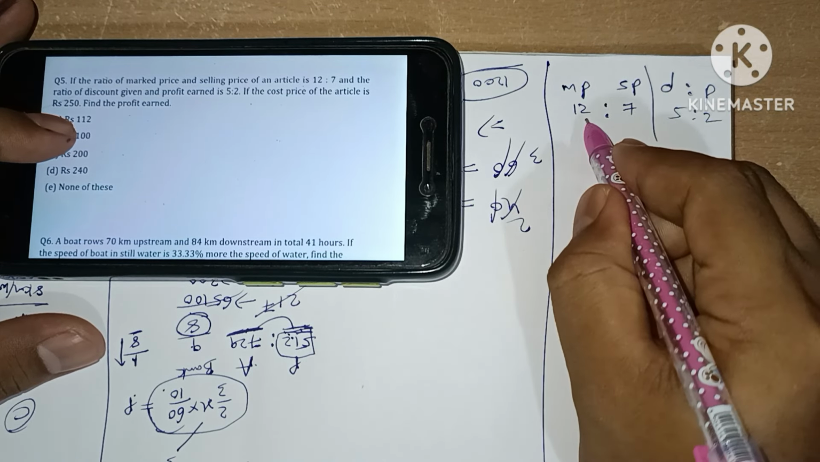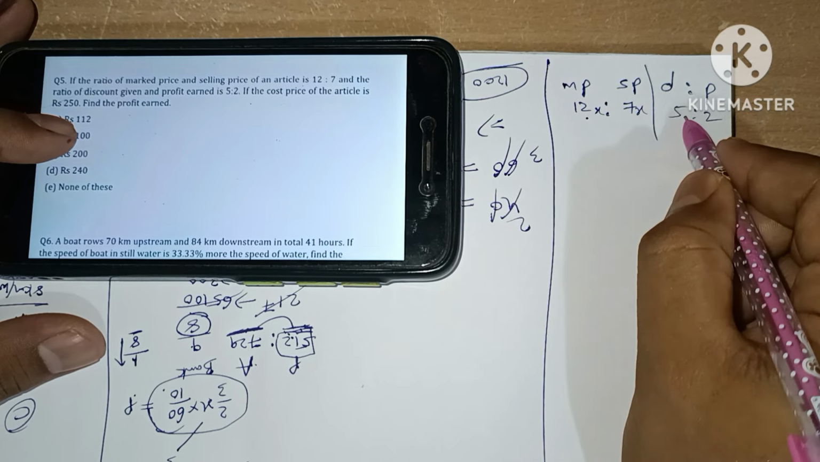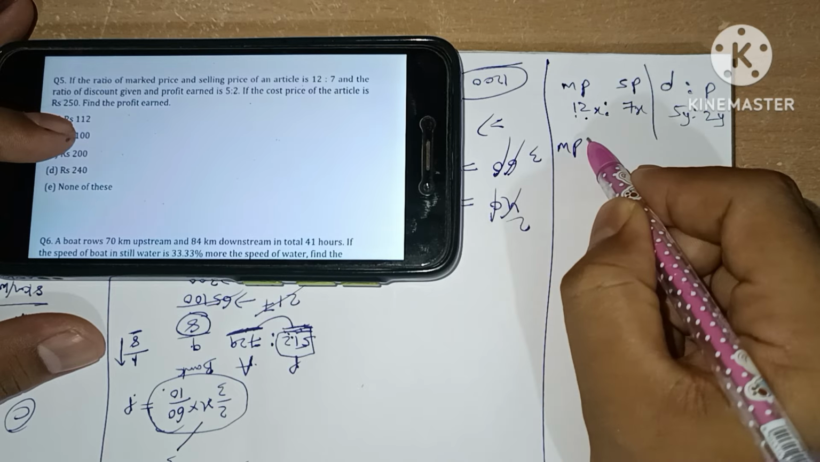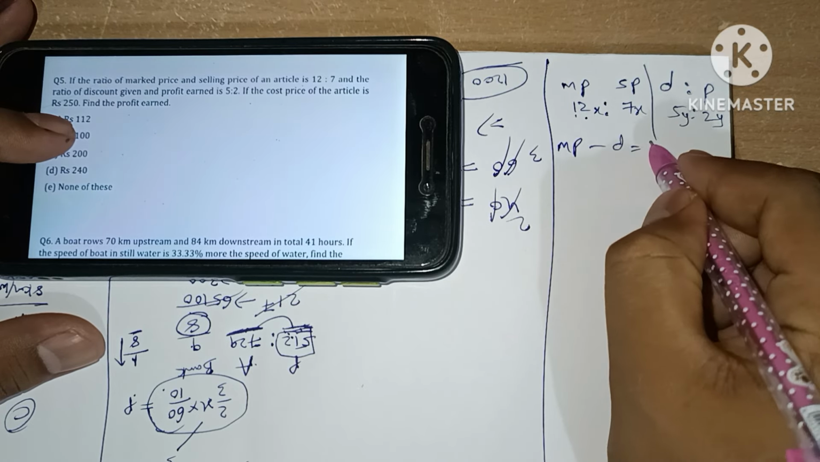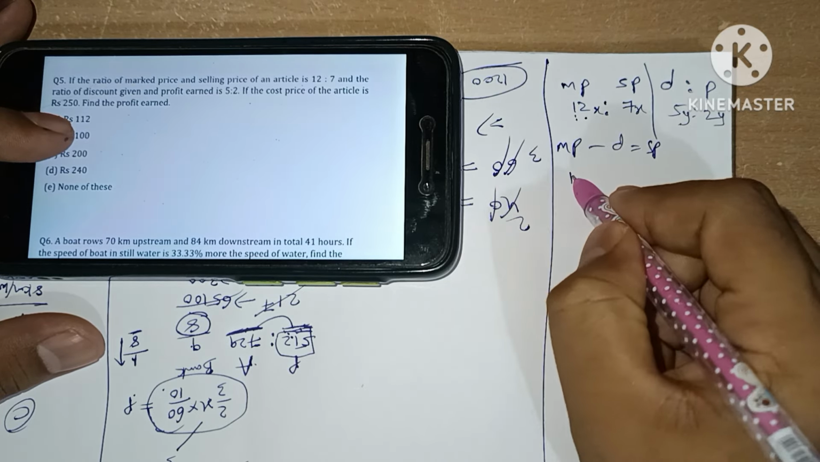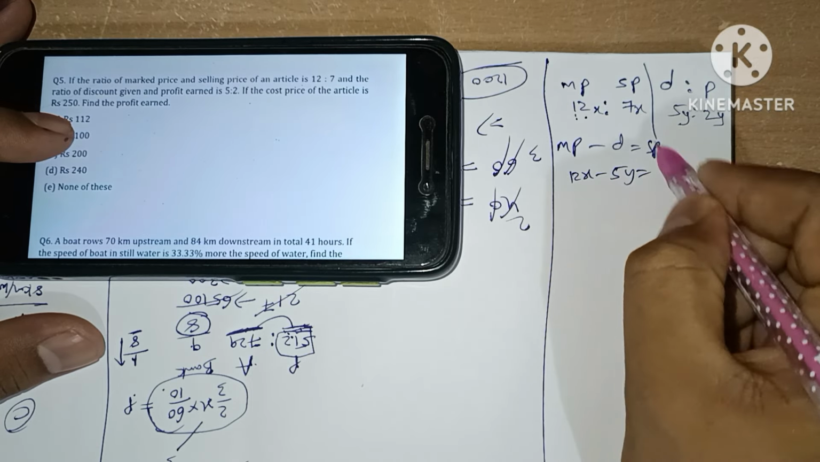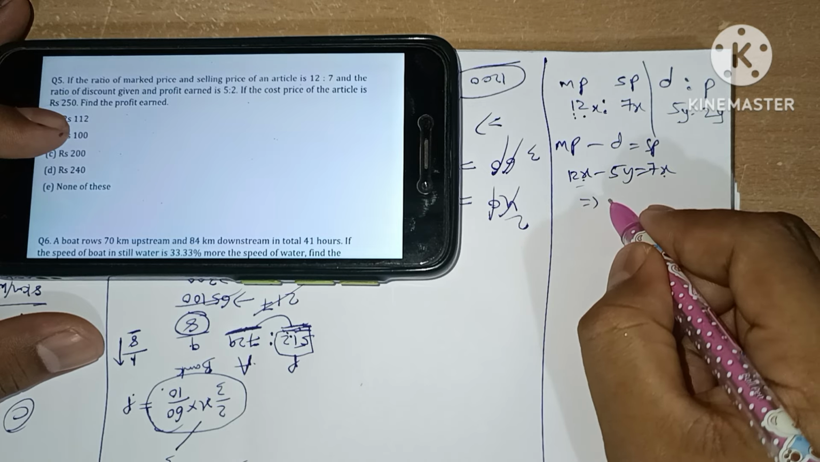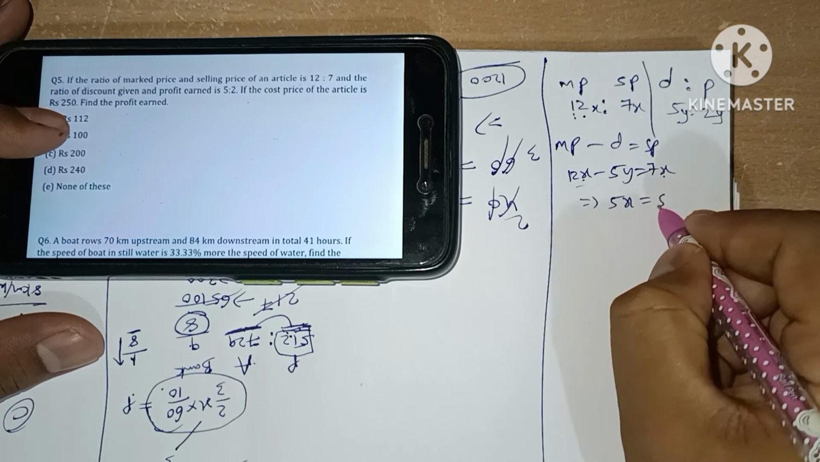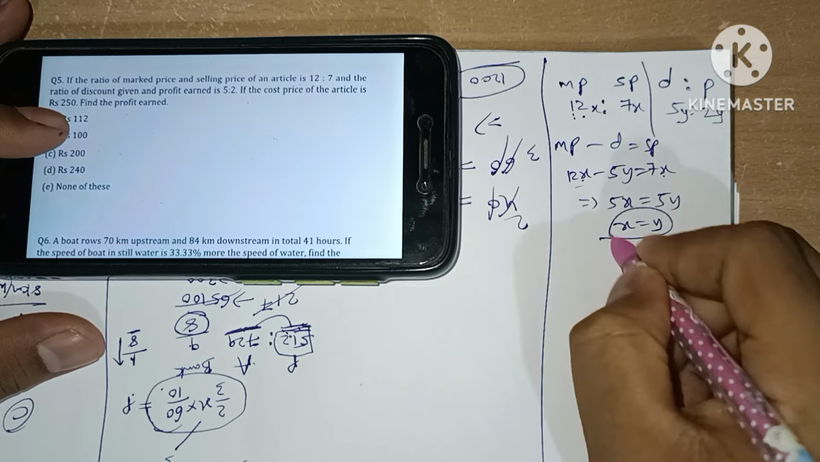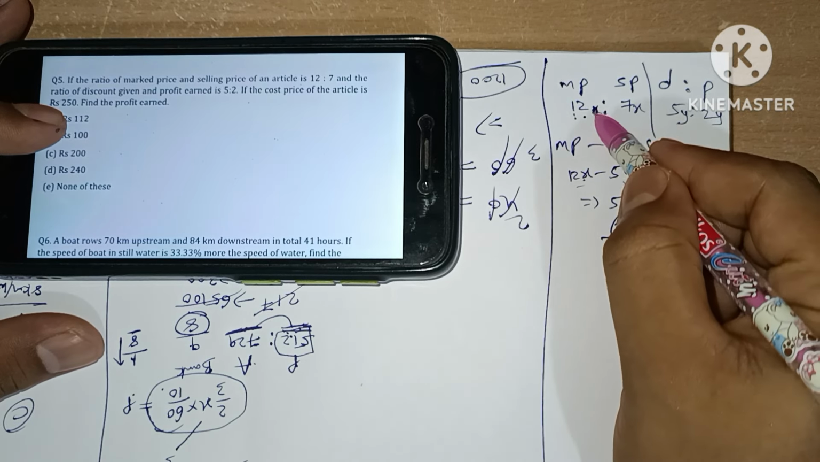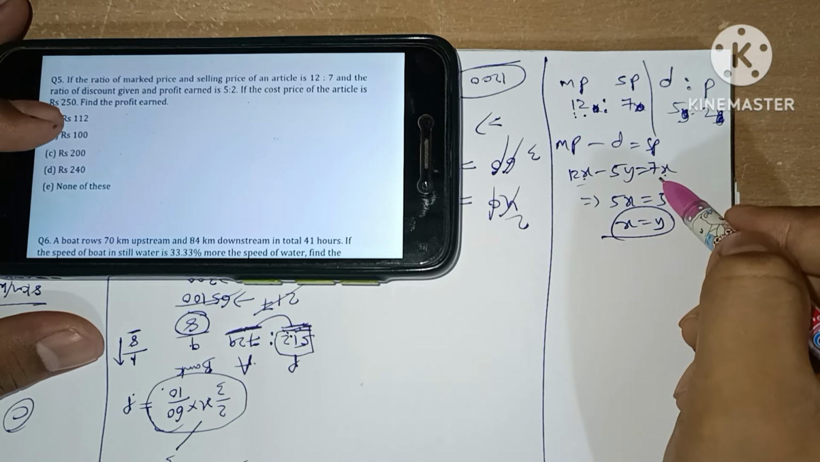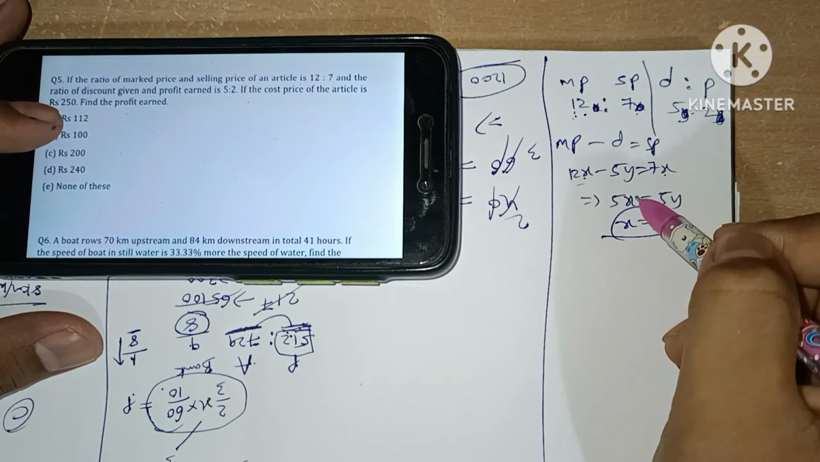We know that let's take these are x and take these are y. We know that MP, market price minus discount, will be selling price. So 12x minus 5y equals to 7x. So from this we get 12 minus 7, which will be 5x equals to 5y. So x is equals to y. So instead of taking these as alphabets, we are eliminating all the alphabets. So these are the ratios we have.